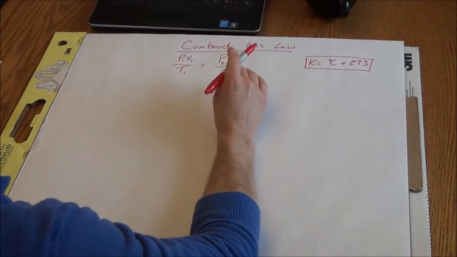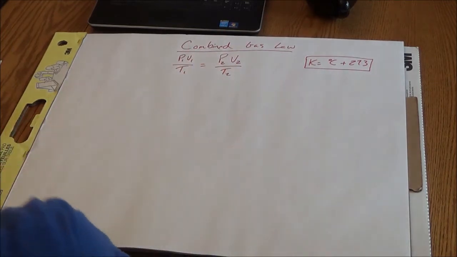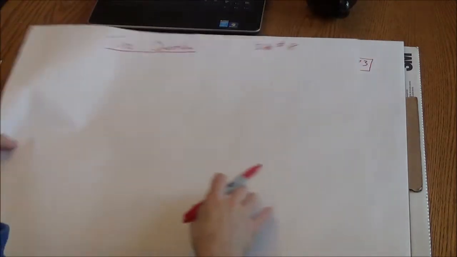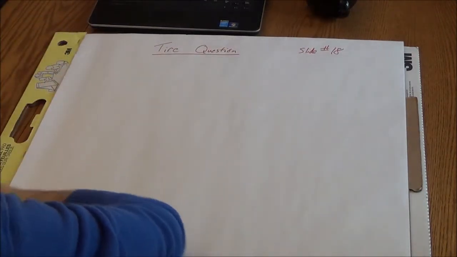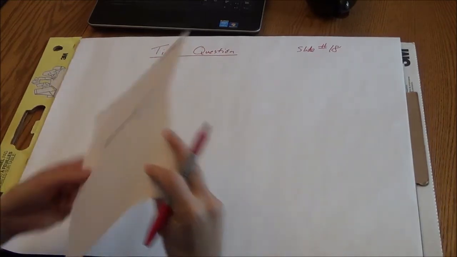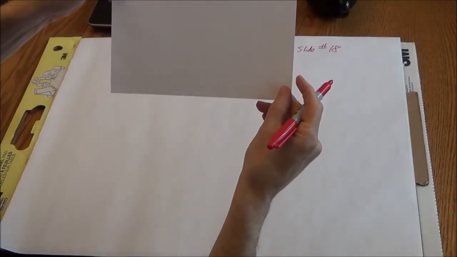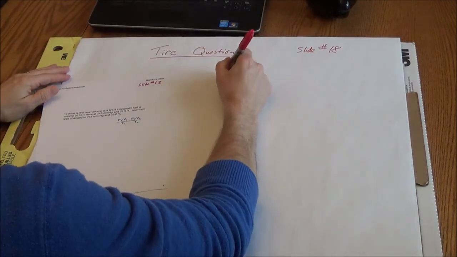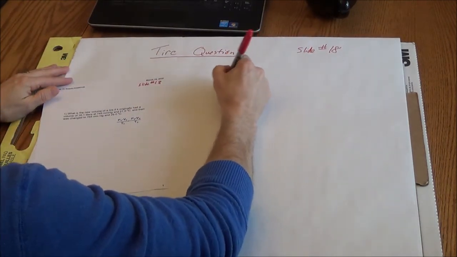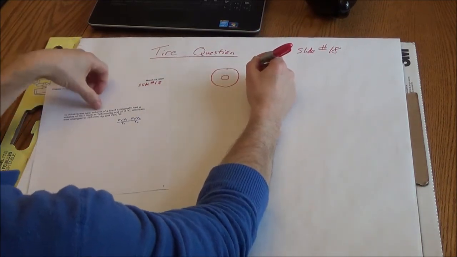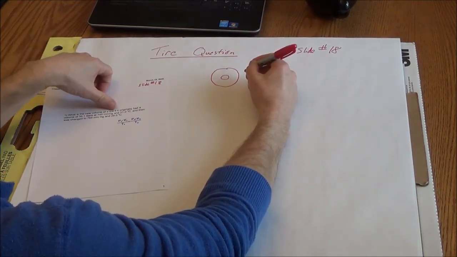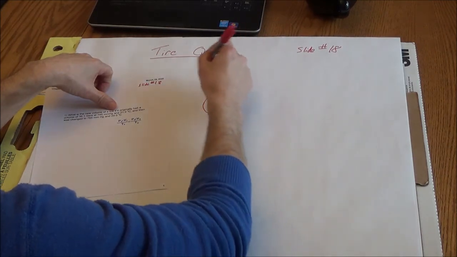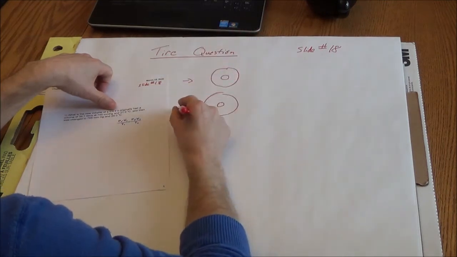So let's actually use an example. We're going to use slide 18 first. I call it the tire question. It's this question in your notes, and I'll draw a picture of what's going on in this question. So you have a tire, let's say, on your car. I'll make a bad picture. And we want to know the new volume of a tire. So I'll draw two tires. So this is going to be the original, and then this will be the ending.